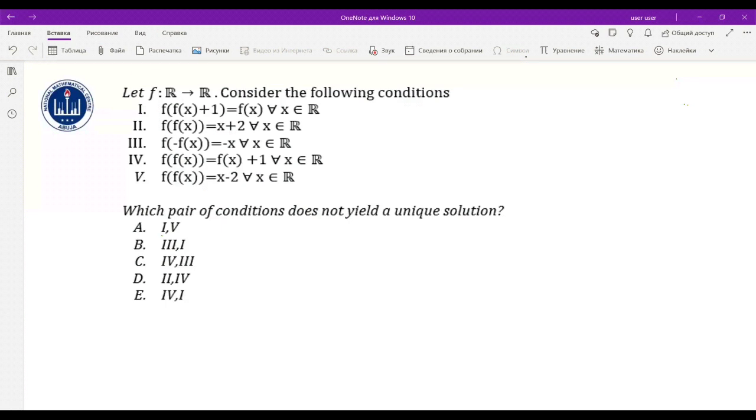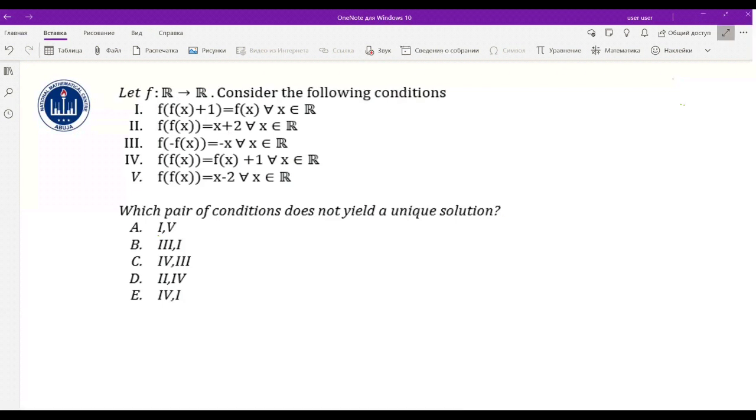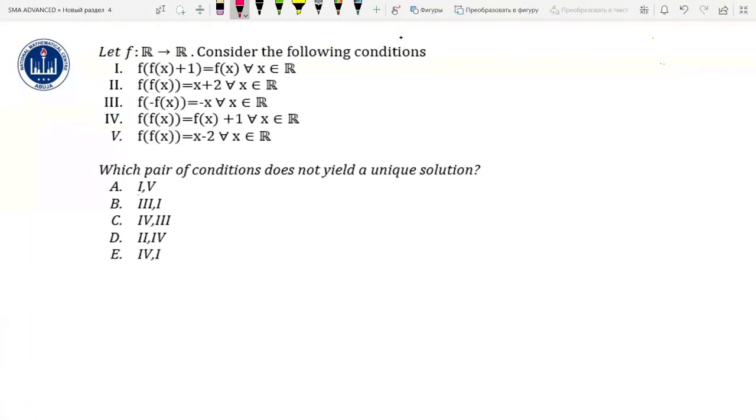And in today's video, we are going to cover a problem from the Senior First Round Maths Olympiad 2020. It's problem 5 we are going to be discussing today, and the question goes like this. Let f be a function that maps real numbers to real numbers and consider the following conditions. So there are 5 conditions here. The question asks us to find which pair of conditions doesn't yield a unique solution.